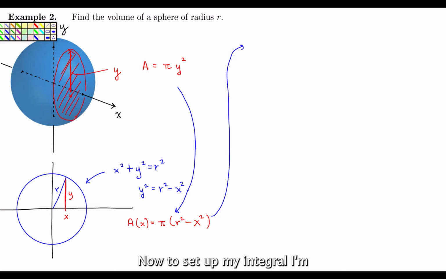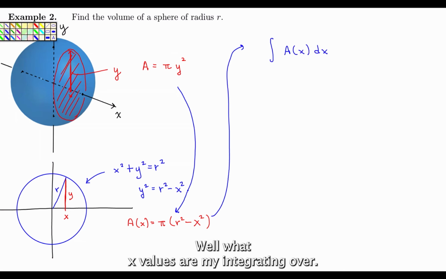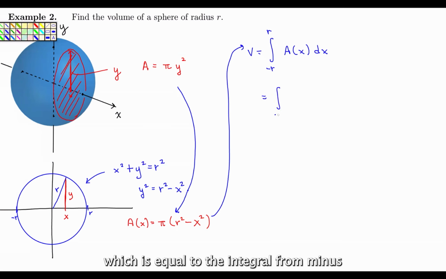Okay, now to set up my integral, I'm going to integrate A of x dx. And what are my bounds of integration? Well, what x values am I integrating over? I should be going from minus r to r. So that's minus r to r. So the volume is equal to that, which is equal to the integral from minus r to r of pi times r squared minus x squared dx.